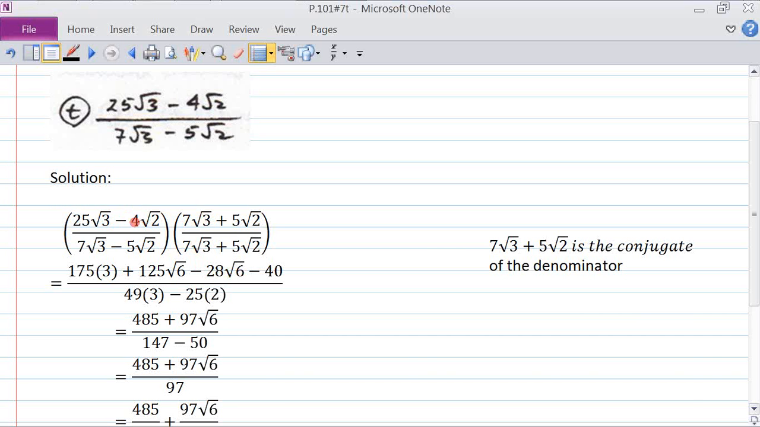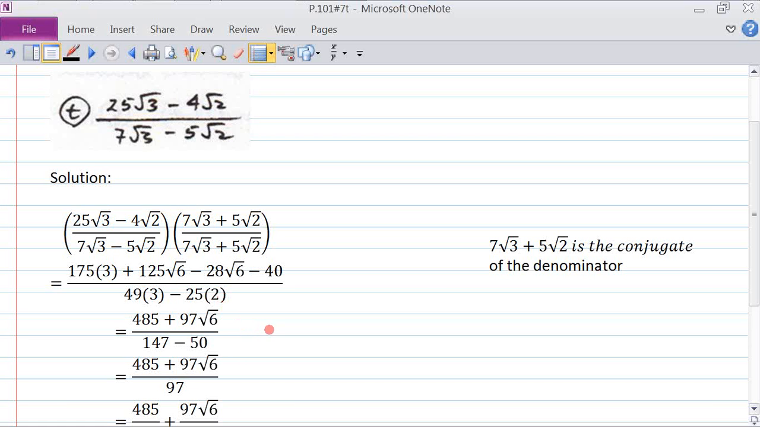And the last here is minus 4 times plus 5 is minus 20. Square root of 2 times square root of 2 is 2. Minus 20 times 2 gives me minus 40. Okay, the denominator is the first times the first, which is 49. 7 times 7 is 49. Square root of 3 times square root of 3 is 3. The last is going to be minus 5 times plus 5, which is minus 25. Square root of 2 squared is 2.